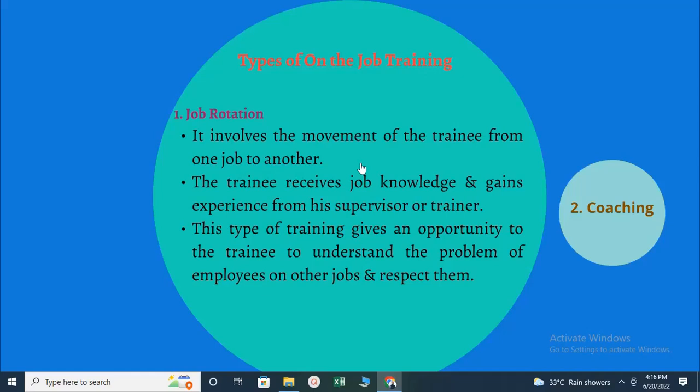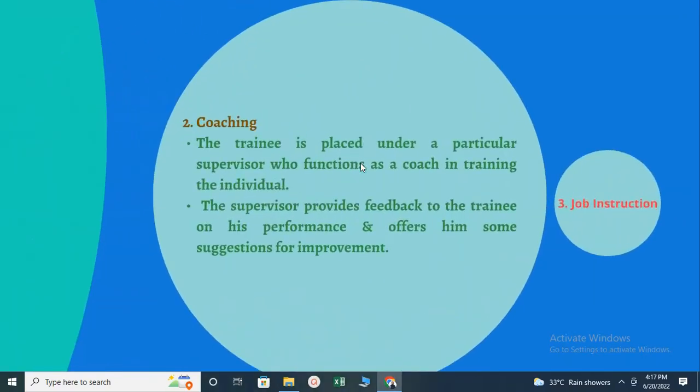So he will be deputed for a period of time. What is the nature of the job? He will travel along with the manager and learn about the things. What are the difficulties? How is the manager taking decisions? Everything he can learn from that. This is an example of job rotation. The second one is coaching.